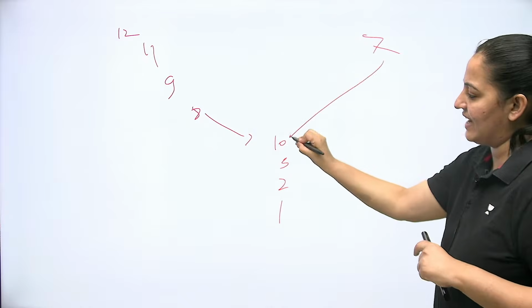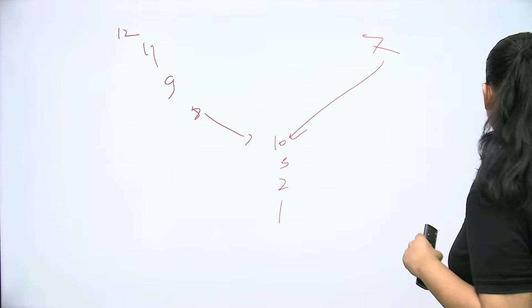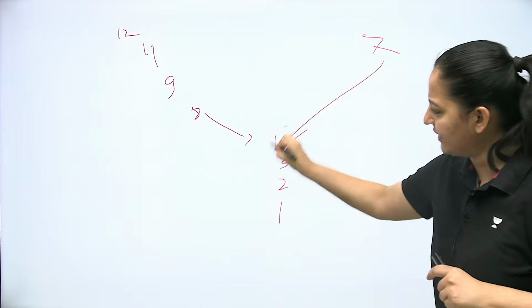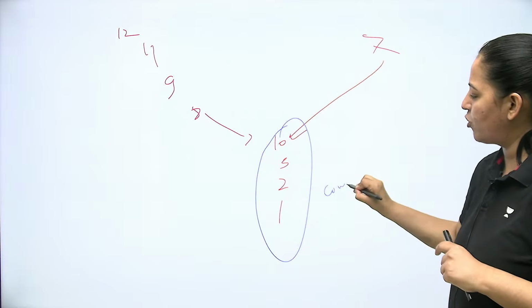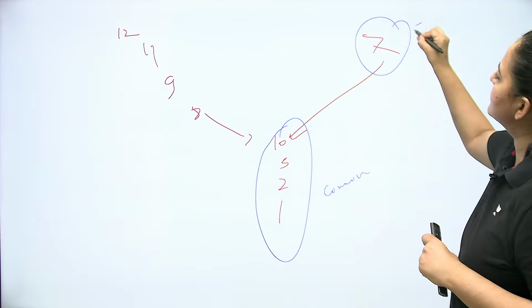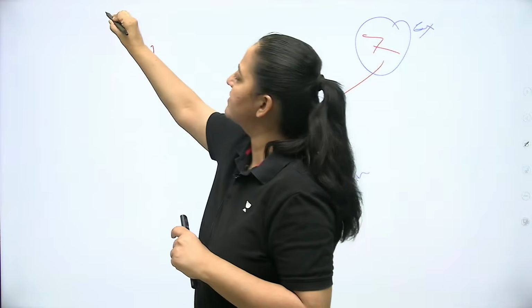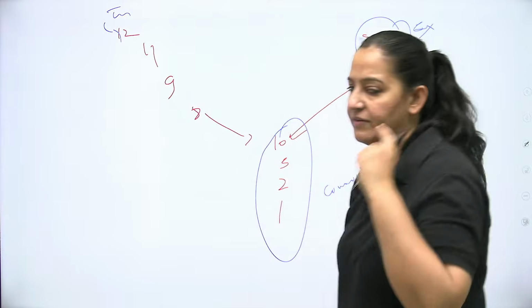And it directly activates 10. 10, 5, 2, 1. So this portion is common. You may be knowing this is common pathway. This one is common pathway. This one is extrinsic pathway. And this one is intrinsic pathway. This one is intrinsic. Everyone give me a thumbs up.